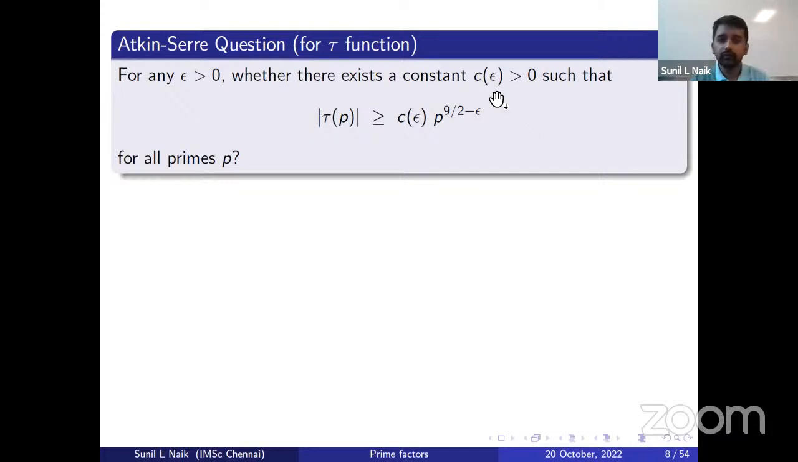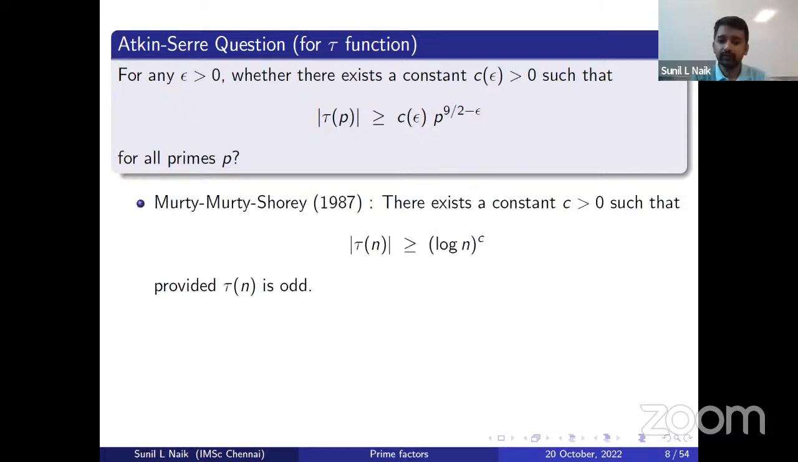Concerning the lower bound for the values of the tau function at the integers, we have the following result of Murty and Shorey. They prove that there exists a positive constant c such that for all natural numbers n such that tau of n is odd, the modulus of tau of n is greater than or equal to log n to the power c.